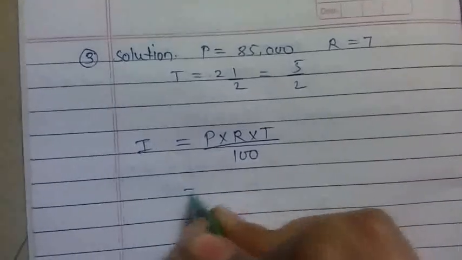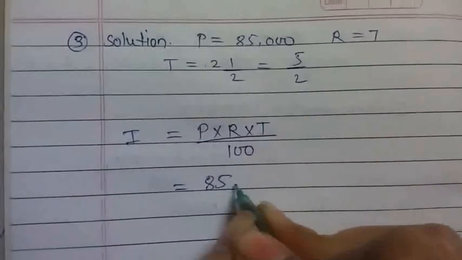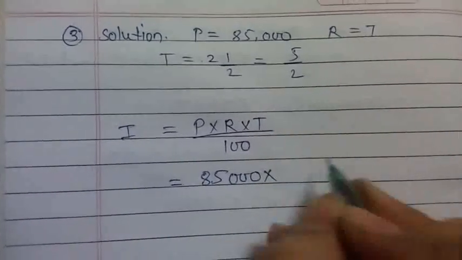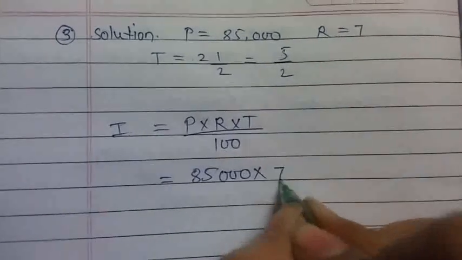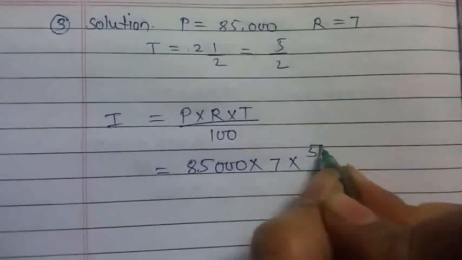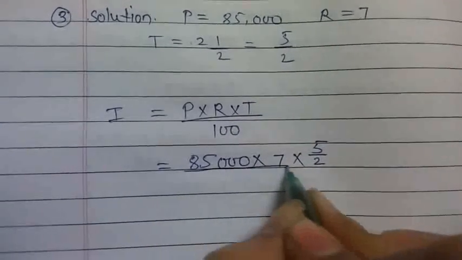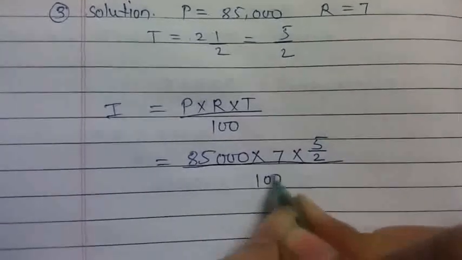This is our formula, P into R into T upon 100. Now put the given values. P is equal to 85,000 multiplied by R 7 multiplied by T 5 upon 2, divided by 100.